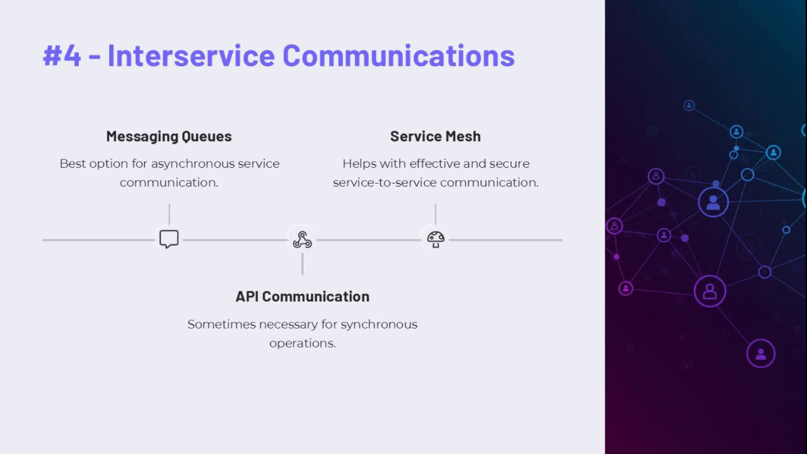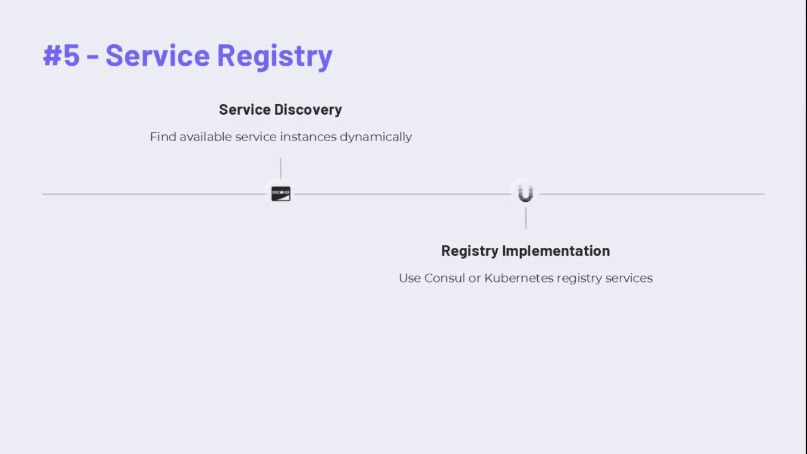Effective inter-service communication is achieved through messaging queues for asynchronous service communication, service mesh for secure service-to-service communication, and API communication for synchronous operations. Service registry involves service discovery to find available service instances dynamically, and registry implementation using tools like Consul or Kubernetes registry services.